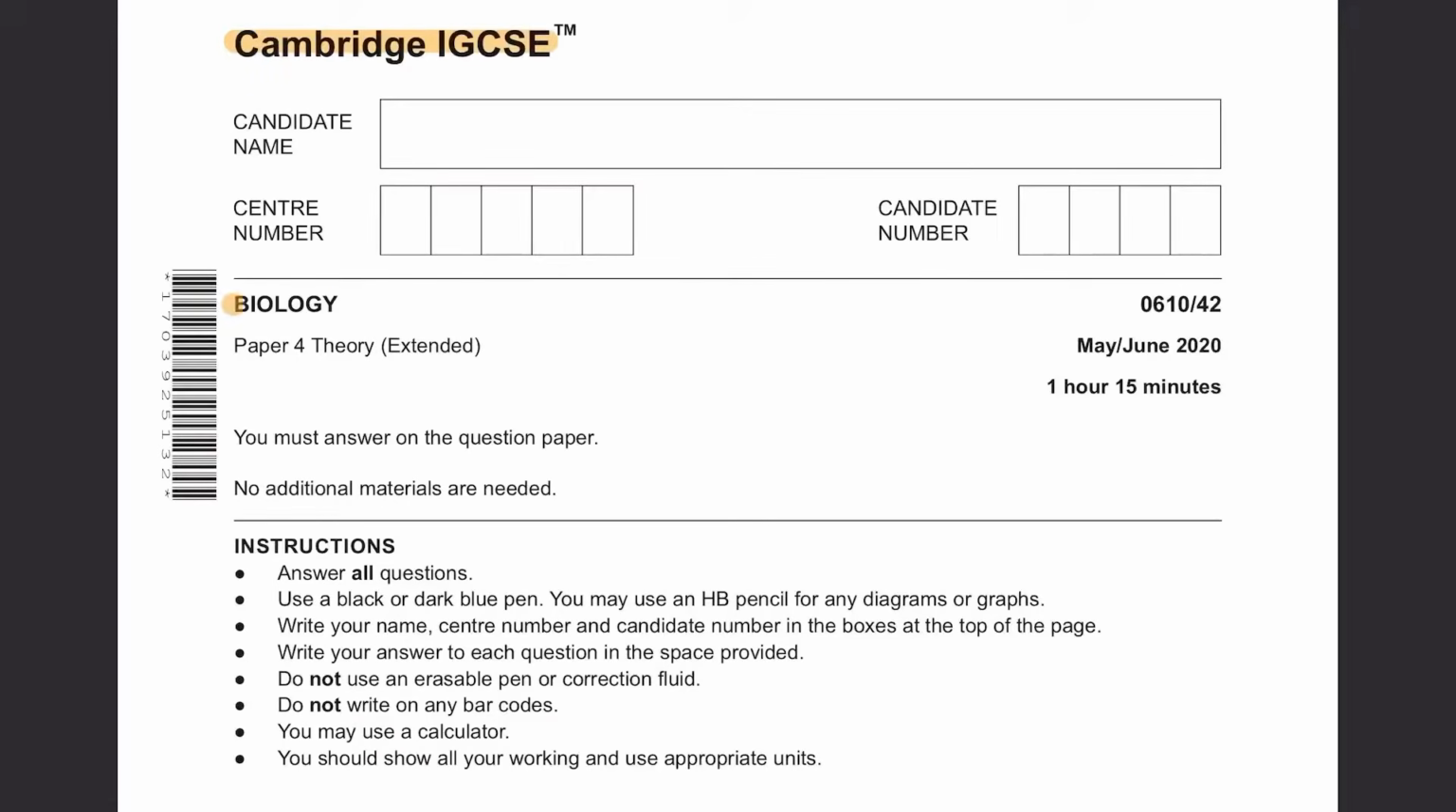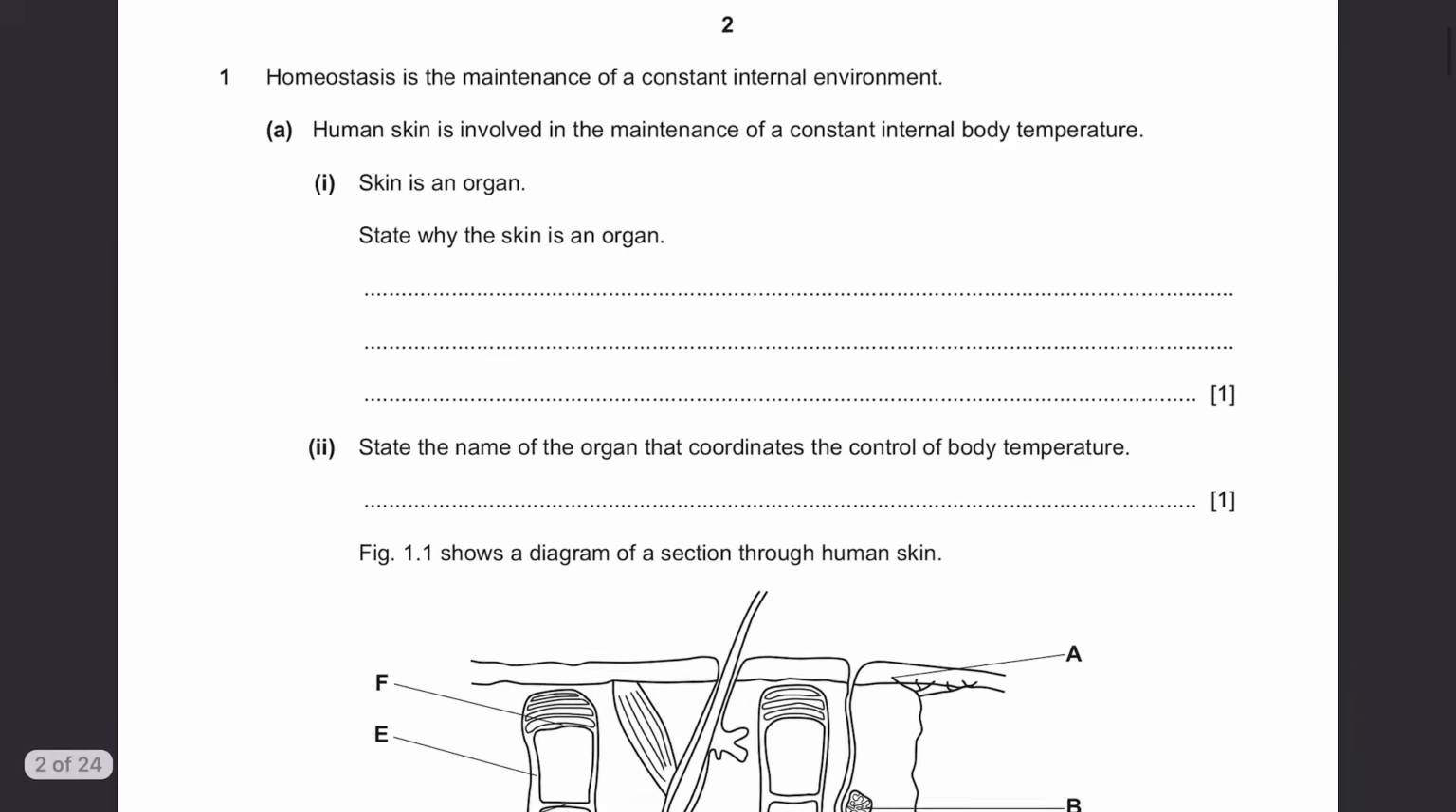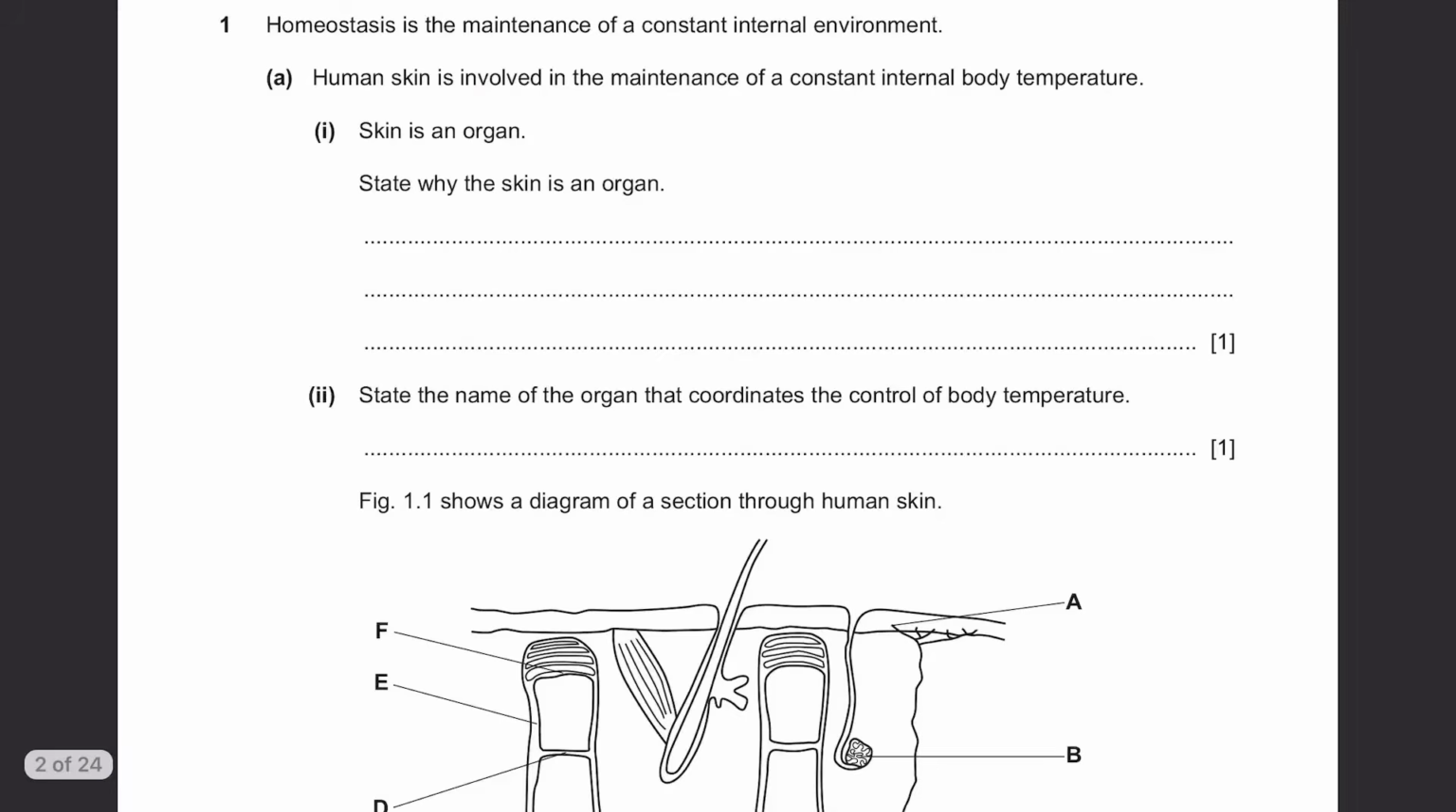Cambridge IGCSE Biology, May June 2020, Paper 42, Part 1. Question 1. Homeostasis is the maintenance of a constant internal environment. Part A. Human skin is involved in the maintenance of a constant internal body temperature.